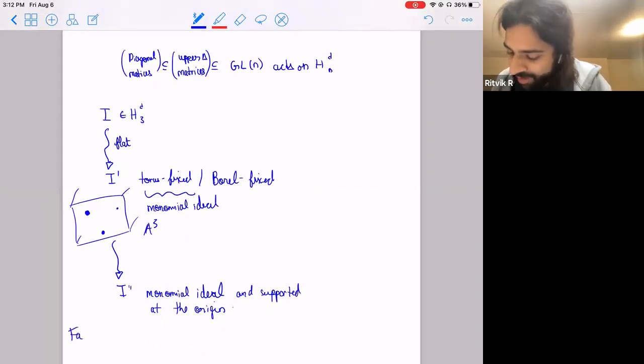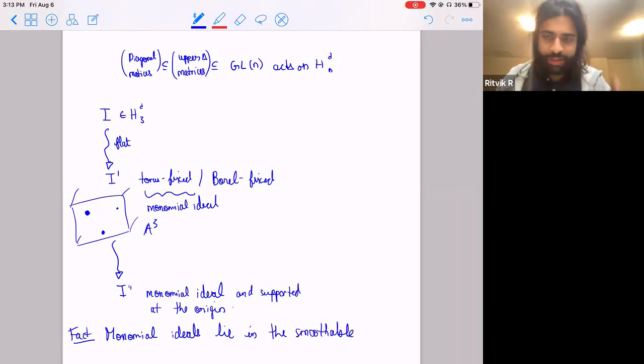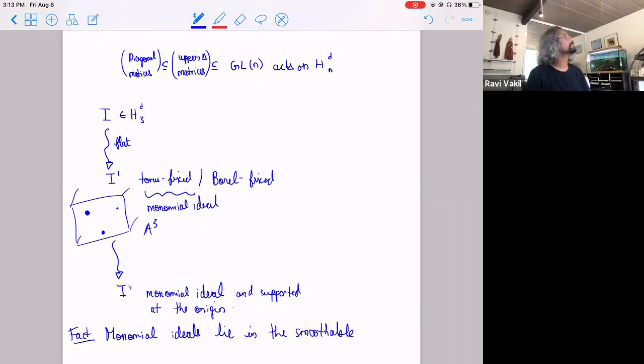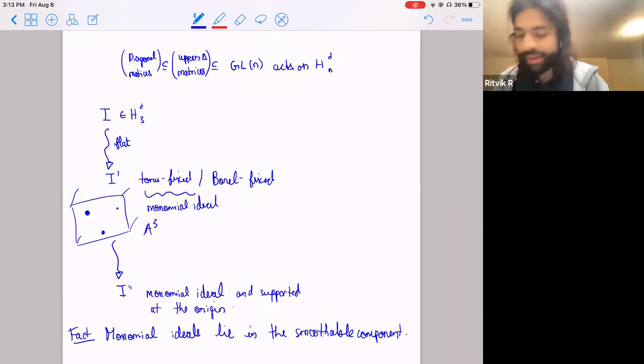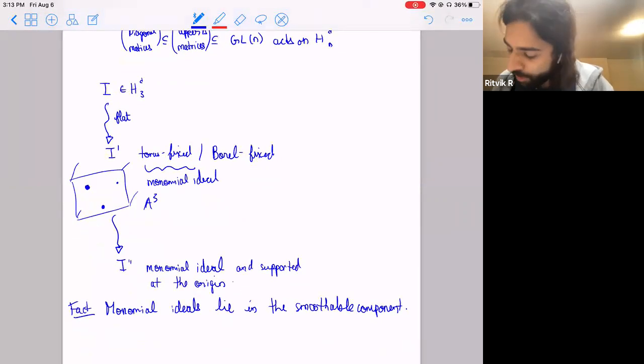It's a known fact that the monomial ideals lie inside the smoothable component. So remember, I was saying that not much is known about all the components of the Hilbert scheme, but the ideals you understand, the monomial ideals, they lie on the smoothable component. They probably lie on multiple components, but at the very least, they lie here. So.